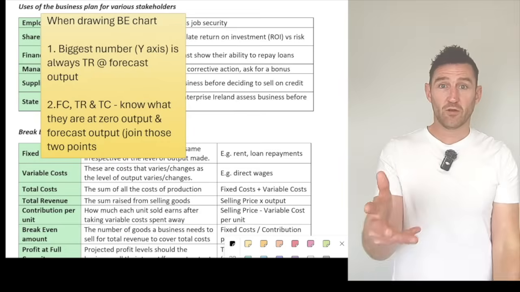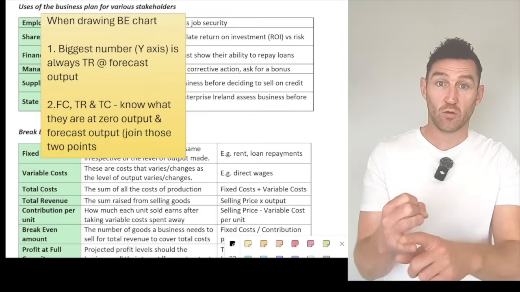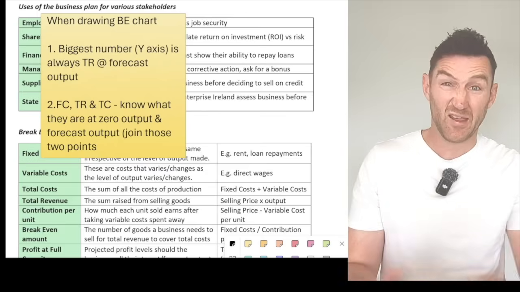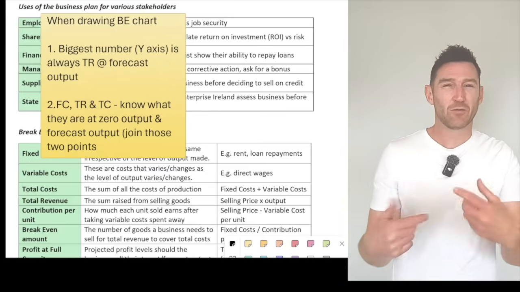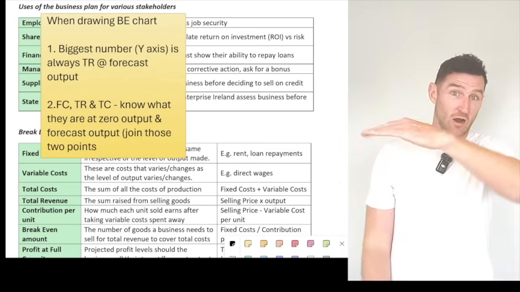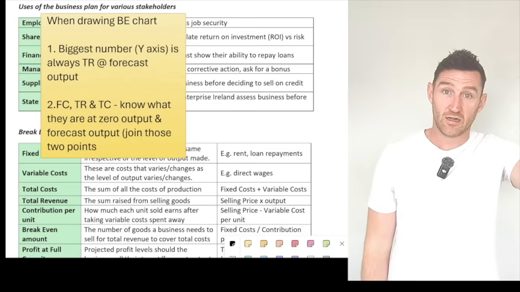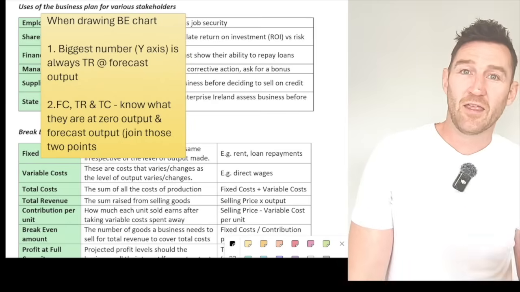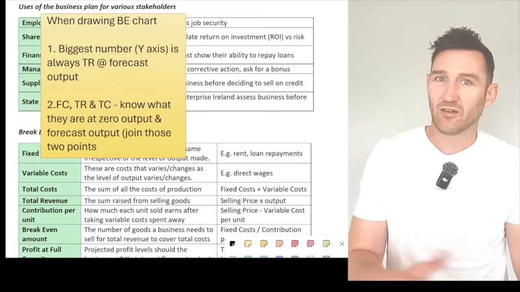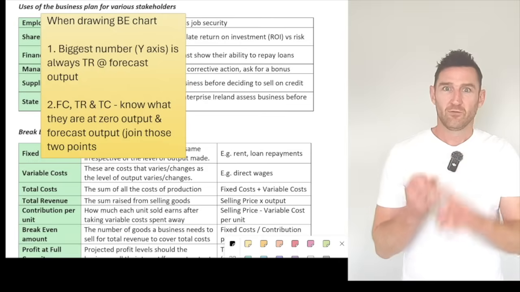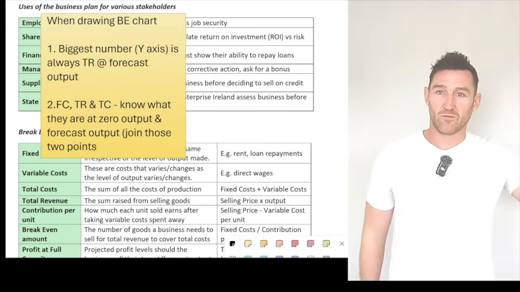so to draw those 3 lines, you need to know what are my fixed costs at 0, what are my fixed costs at forecast output. In that case, it'll be the same because fixed costs are always the same. So that's why I said that's low-hanging fruit, because you don't have to do any calculations. It's just a horizontal line. So if you can get your title, label your axis, and get the markings on it right, and then get your fixed costs in there, you've got an additional 20% from just doing the maths, right? So fixed costs, you need to know what is it at 0, what is it at forecast output.